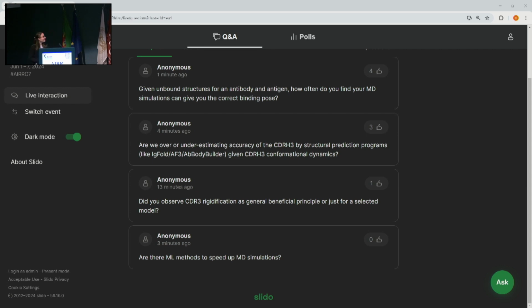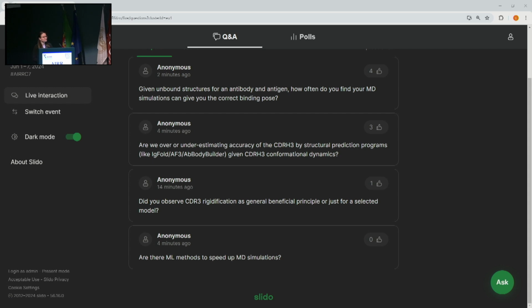Given unbound structures for an antibody and antigen, how often do you find your MD simulations can give you the correct binding pose? So we're mainly comparing free apo structures, so antibodies free in solution, and there we actually find quite often that the binding competent conformation lies in or close to the dominant minimum in solution, meaning that having additional weights to the different conformations can actually substantially improve antigen binding predictions.